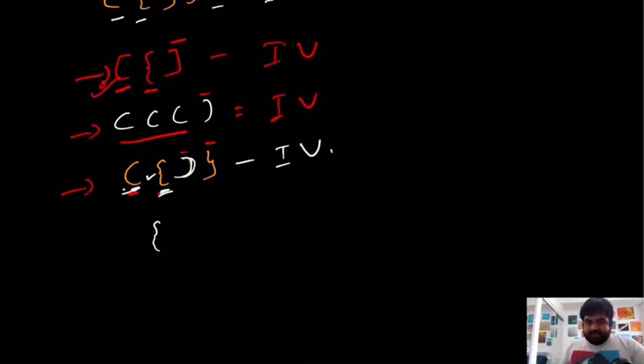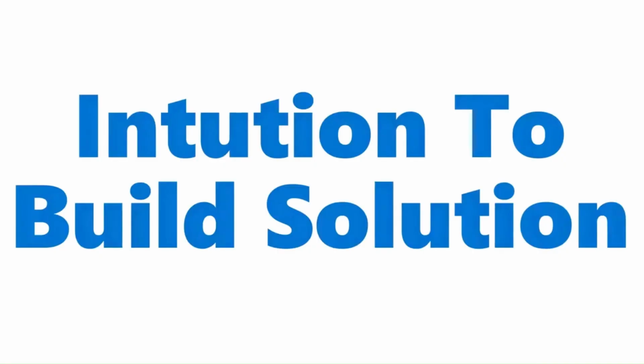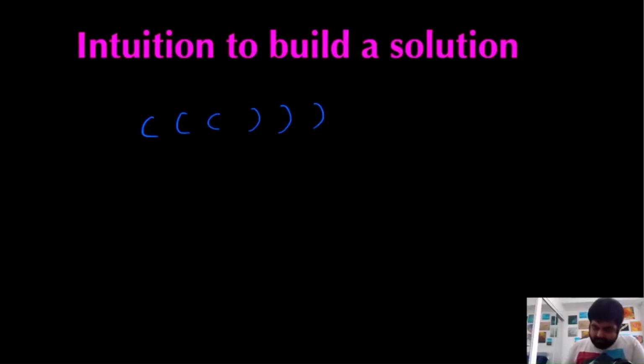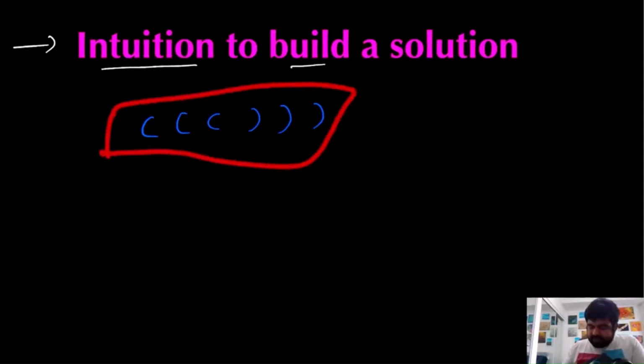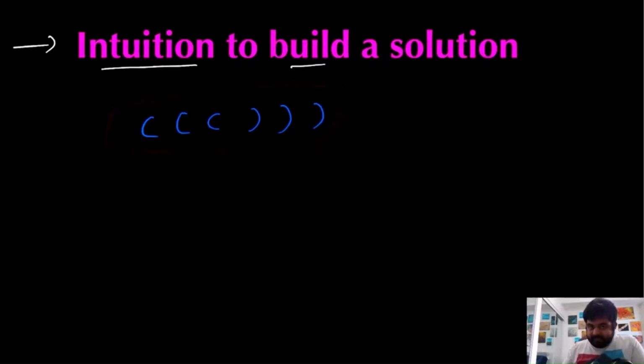So let's see what would be the potential solution. Let's start from a very simple example and see what would be the intuition behind building a solution. Suppose we are given an example that looks like this, where all of the brackets are of the same kind, and we are given some opening brackets and some closing brackets. Well, we can clearly see that this is a valid approach, and how we can determine that is by creating a counter.